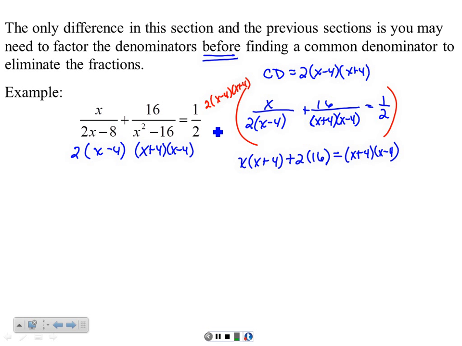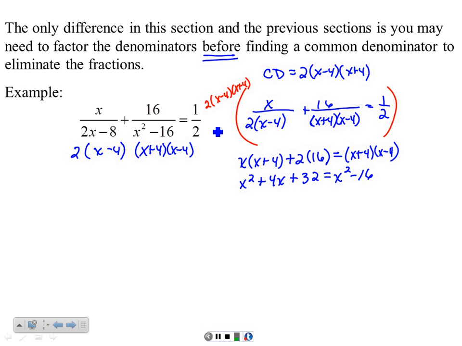So now I'm going to use the distributive property and get rid of all these parentheses. So x times x is going to be x squared. X times 4 is going to be 4x. 2 times 16 is 32. And then when I multiply x plus 4 times x minus 4, I'm going to get x squared minus 16.